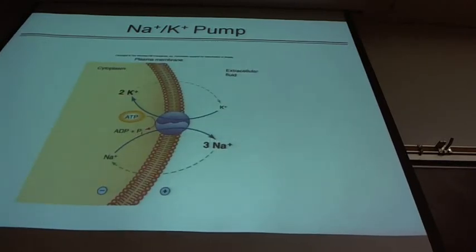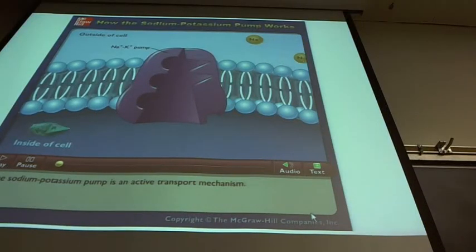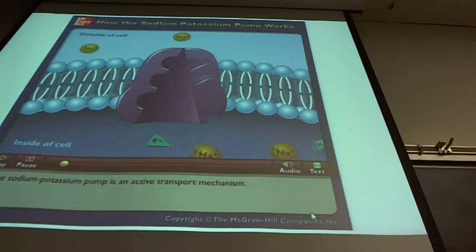2 potassium in, 3 sodium out. And it uses ATP. That's all the cells have. The sodium-potassium pump is an active transport mechanism.